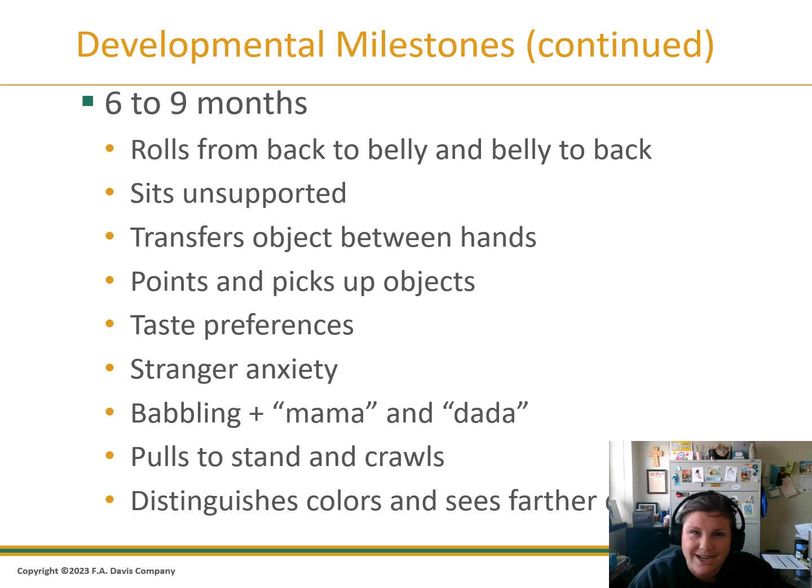They have some stranger anxiety, so before it was separation from caregiver, now it's somebody I don't know approaching me, wanting to hold me or wanting to interact with me makes me anxious. We still see that babbling, but now it's paired with some repetition of mama and dada. The child should be getting to where they're wanting to pull up and stand, maybe crawling from one place to another. And they're going to have an increased visual ability. They can distinguish colors, and they can see from a farther distance now.